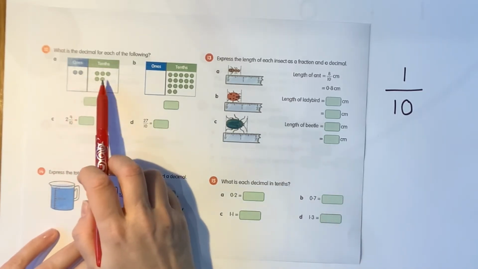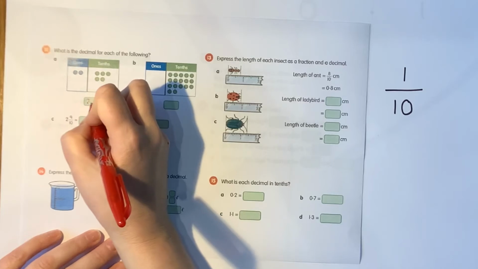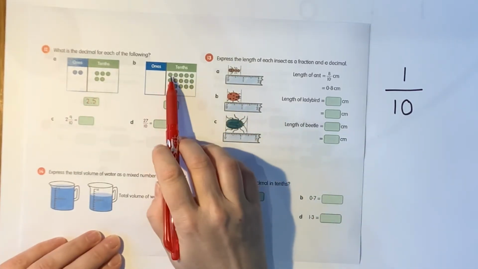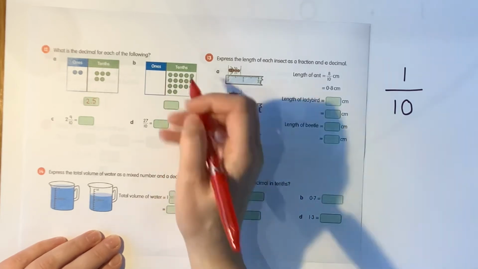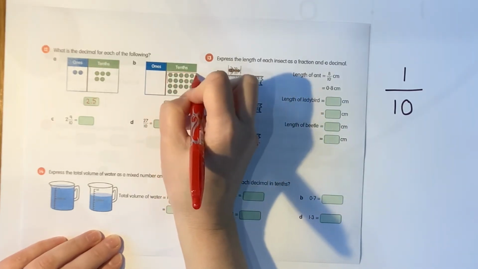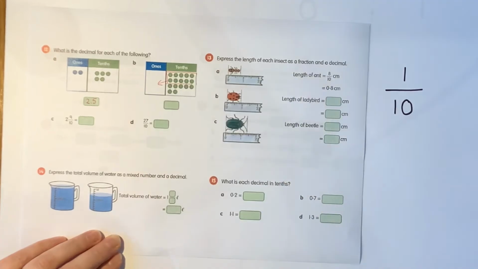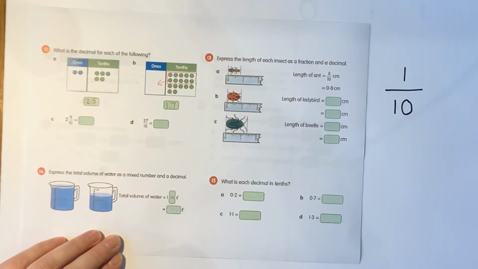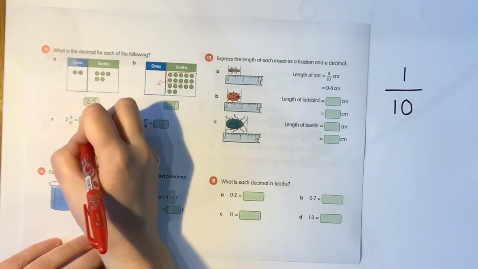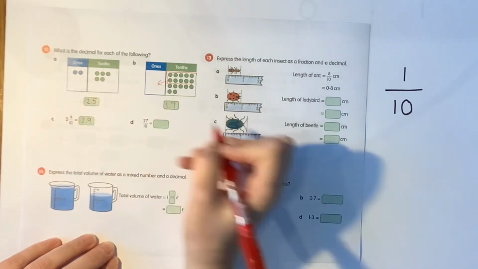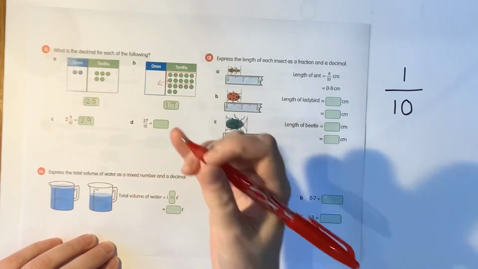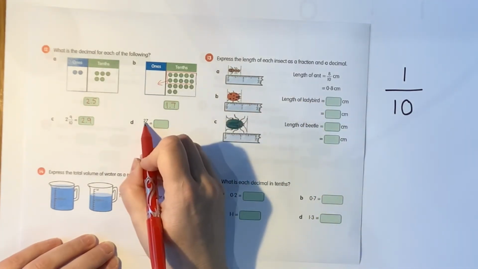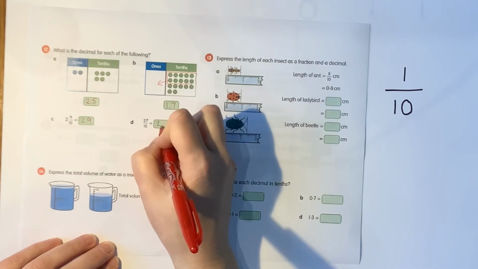We've got 2 ones and 5 tenths. 2 ones and 5 tenths. 0 ones and we've got 5, 10, 15, 17 tenths. Well, I'm going to box 10 of those up because they make a whole one. And I've got 7 behind, so that's 1.7. 2 and 9 tenths is 2.9. 27 tenths, well 10 tenths would be a whole one, 20 tenths would be 2, so it's 2 and 7 tenths, which is 2.7.